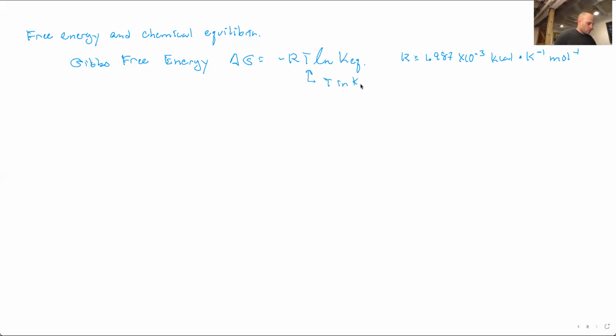Okay. And so we can simplify this equation by lumping together the R and the T for reactions that occur at 25 degrees Celsius, which is about room temperature. So delta G equals minus 1.4 log of KEQ, okay? And so it's useful to have a few delta G values and a relationship to KEQ in your head. Small changes in delta G correspond to very large changes in KEQ.